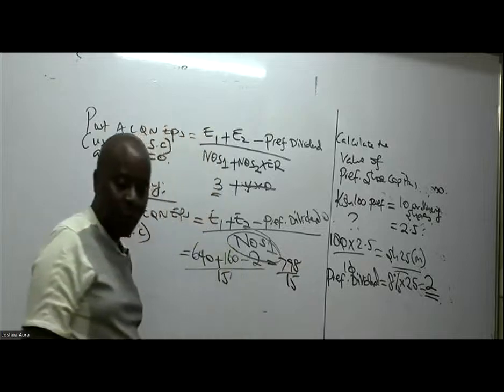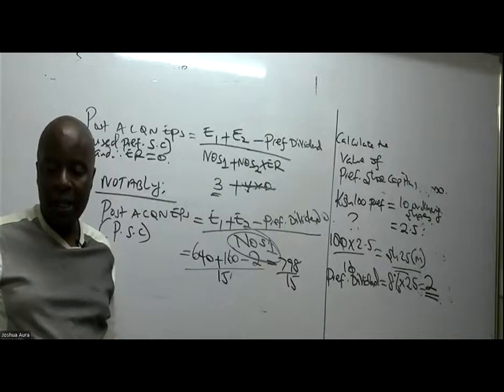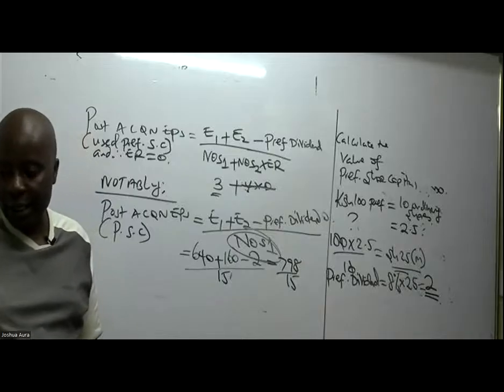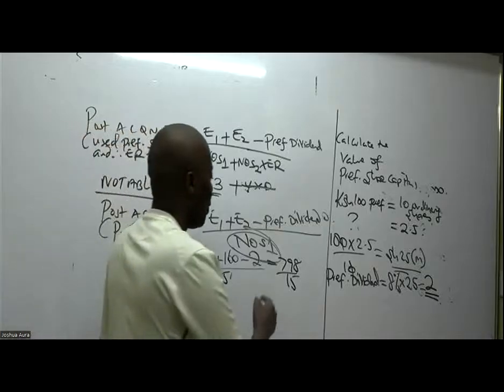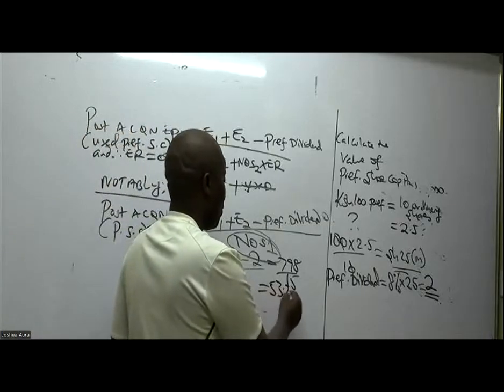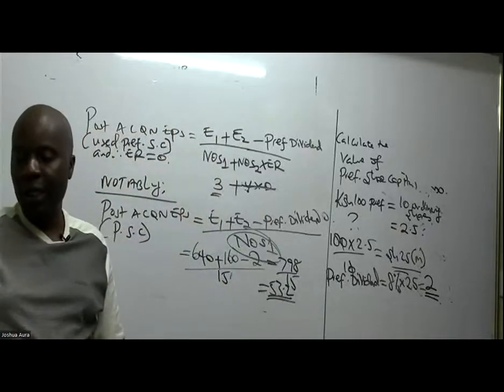That's how you do it in BODMAS. So 798 divided by 15 gives me what figure at the end of the day? According to the calculator, we are getting 53.2. Please double underline 53.2.